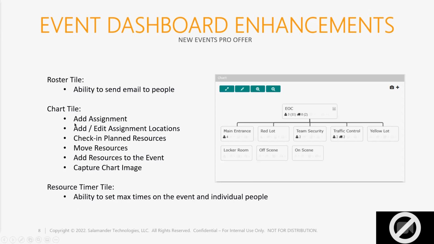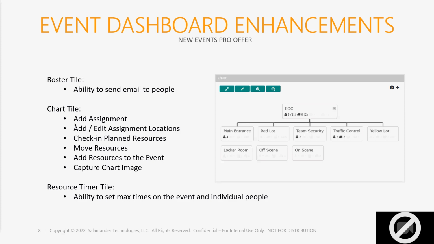So you are now able to add assignments. You can add and edit assignment locations, and those assignment locations will now pin onto the map tile within SalamanderLive. Of course, if you have the ESRI integration as well, they would map within that solution. You can also check in plan resources. Before, the Track app was the only app solution that supported checking in plan resources. Now you can do it through SalamanderLive.